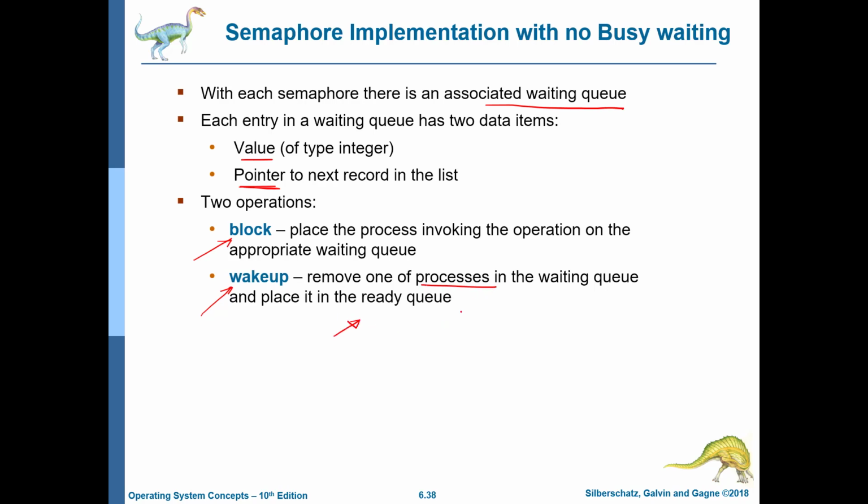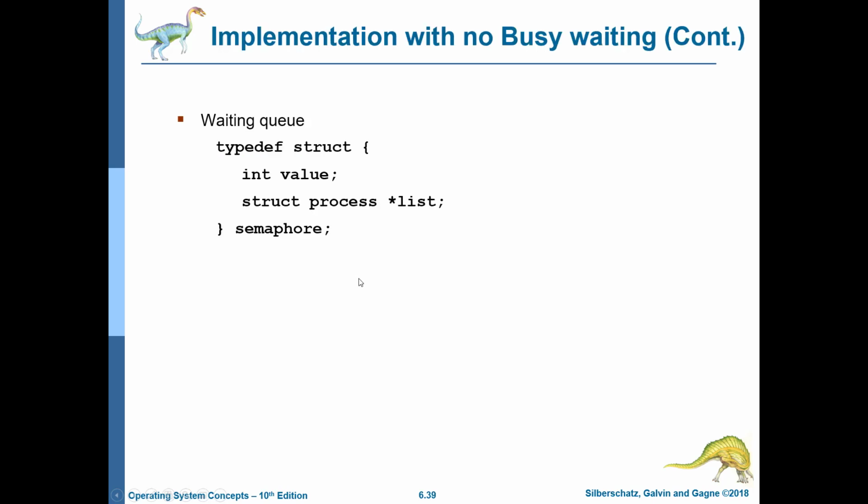And wake up means that we remove one of the processes in the waiting queue and place it in the ready queue. Of course, when we are dealing with processes and want to block processes, wake up processes, put them in the ready queue and so on, kernel support is required. So semaphores need to be implemented in the kernel, where instead of a busy wait, which eats up CPU time without doing anything productive and is not power efficient, a process can block, put itself in a waiting queue, and the wake up operation will just wake up one of the waiting processes.